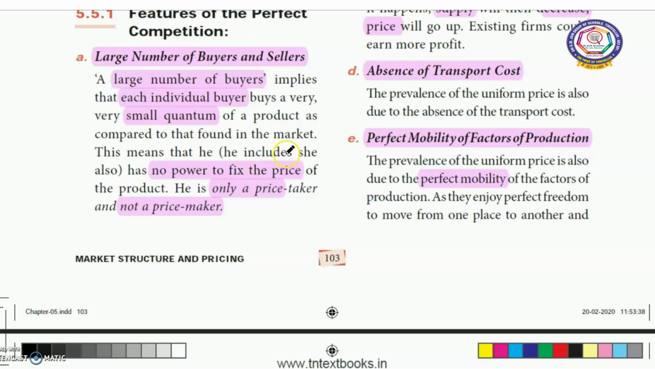So this means that the buyer has no power to fix the price of the product. We don't have power to fix the price of the rice, and the seller may have it, but only to a little extent. He would have fixed the price already. So we have no power to fix the price as a buyer. He is only a price taker and not a price maker. Whatever the price fixed by the seller, we have to take that. So we are price takers. We don't have any power to fix the price for that rice.